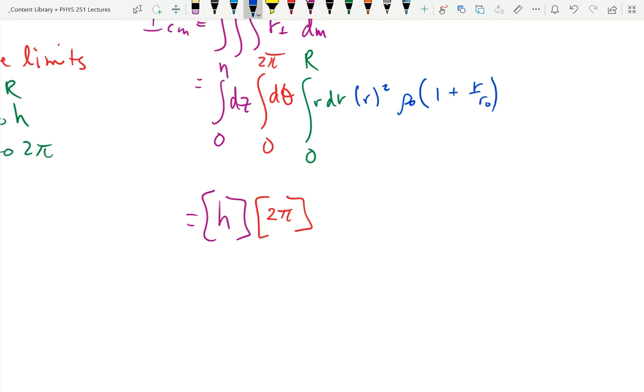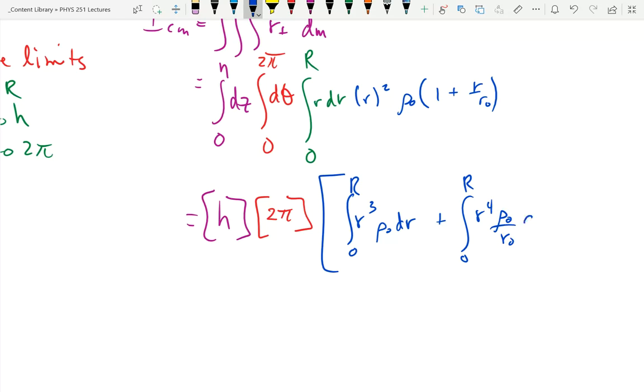Remember, in my mind, I always break this off into two integrals. So r cubed dr. What just happened? R times r squared times r gave me r to the fourth. Gotcha. So this thing in blue is a combination of the green and blue up above.